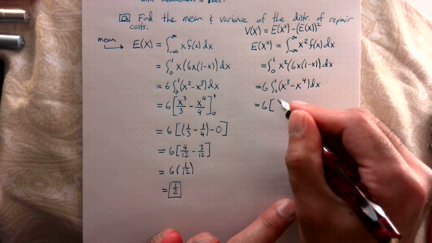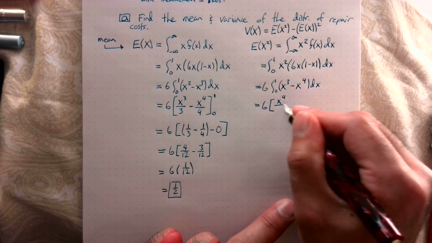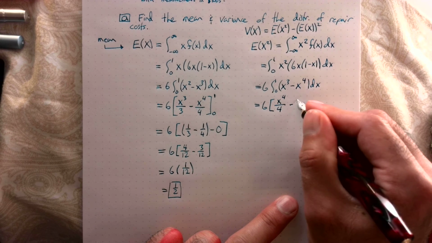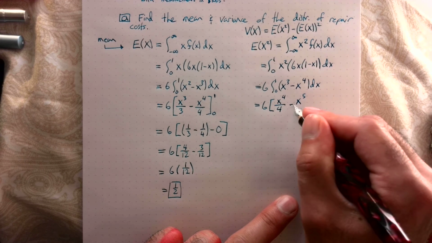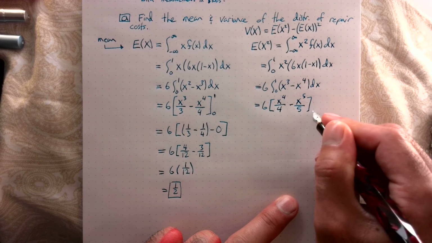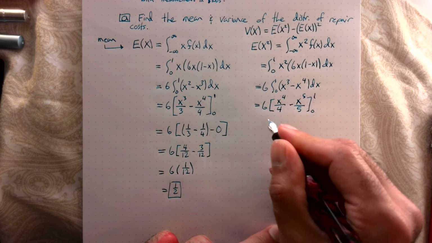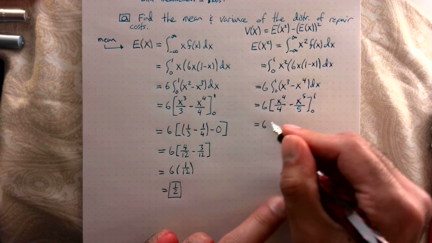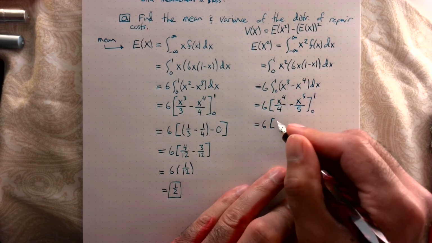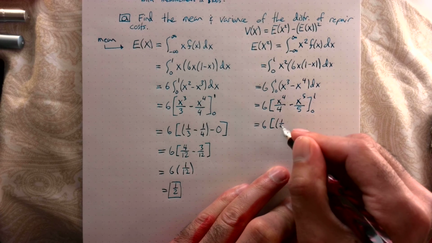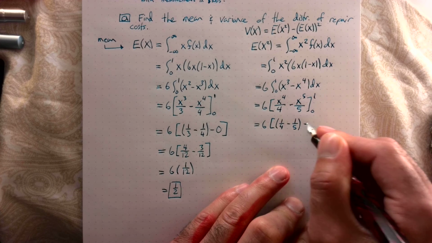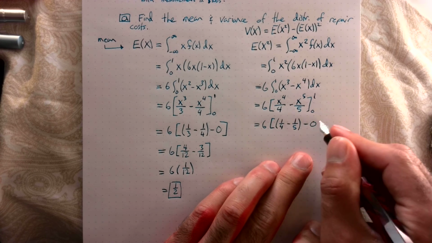So we integrate this, we get 6 times, adding 1, x to the 4th over the new power of 4, minus, again adding 1, x to the 5th now over the new power of 5. And we want to evaluate this from 0 to 1. So this is going to be equal to 6 times, I plug in 1, 1/4 minus 1/5. And then I subtract off plugging in 0, but that is going to be 0.